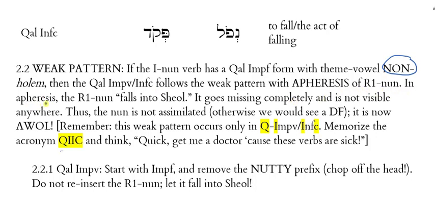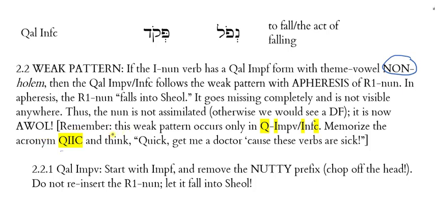In this process known as aphoresis, the root 1 noon does what I like to call falling into Sheol. Root 1 noon falls into Sheol. When something falls into Sheol, you don't see it anymore. It's buried, it's gone. It goes missing completely and is not visible anywhere. Thus, the noon is not assimilated when aphoresis happens. Otherwise, we would see a dagesh forte, but we're not going to see a dagesh forte. It is now AWOL. So, just like we used to say, the noons of men have been attached the Marine Corps way, and that's why you see the dagesh forte, but these noons are not Marines anymore. They've gone AWOL. They've left the Marine Corps.